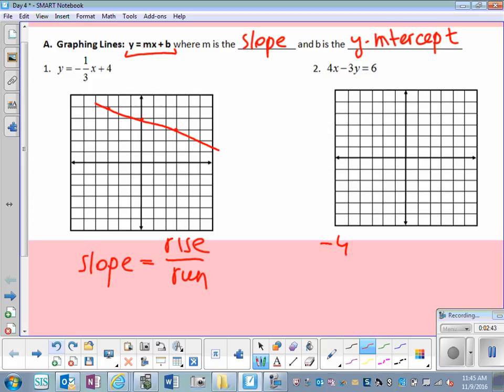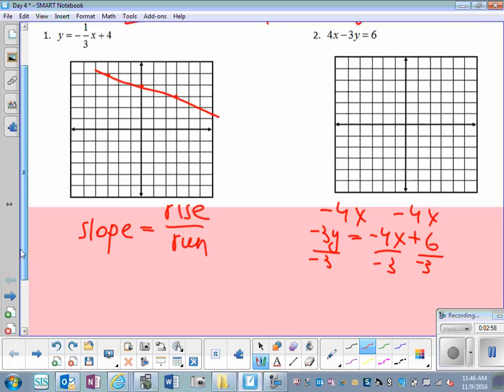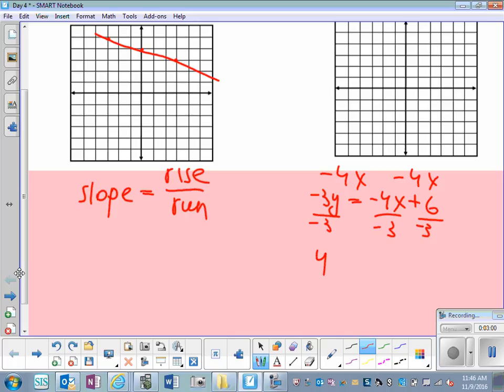So I will do minus 4x first, which gives me negative 3y equals negative 4x plus 6. Then you need to divide. Divide by negative 3, and then it makes a positive 4 over 3. Very good. I divide everything by negative 3, which gives me the new formula y equals 4 over 3x minus 2.